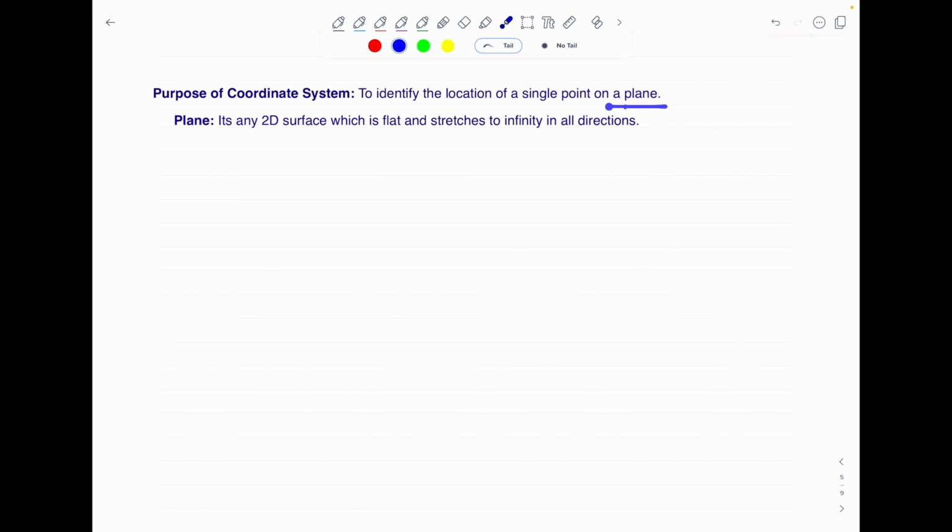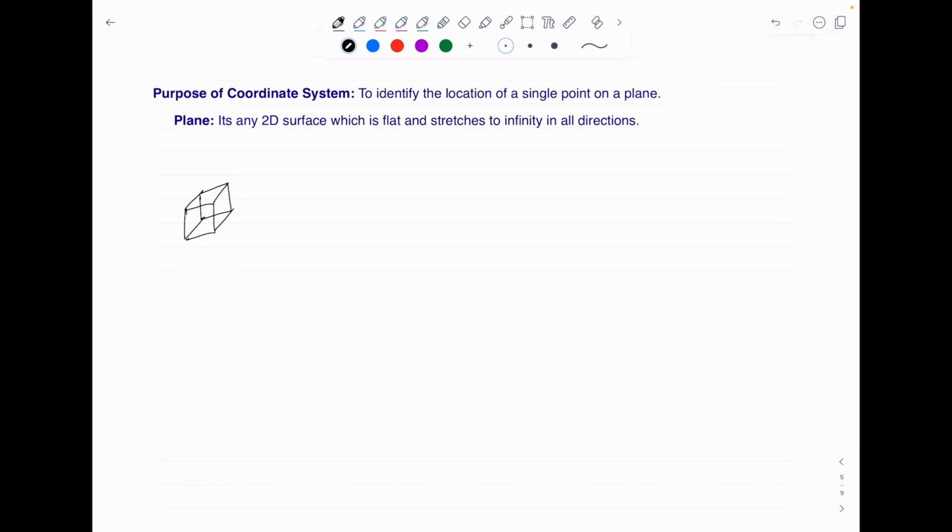Okay, now this plane part. What is this plane actually? Here it is written, plane is any 2D surface which is flat and stretches to infinity in all directions. What is a 2D surface? See, while playing Ludo, you have seen the dice.